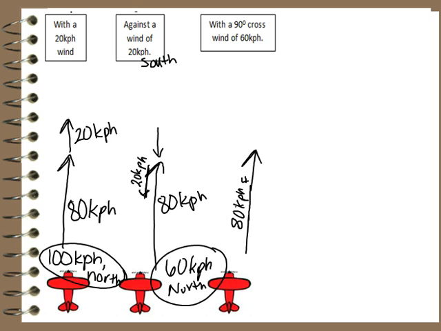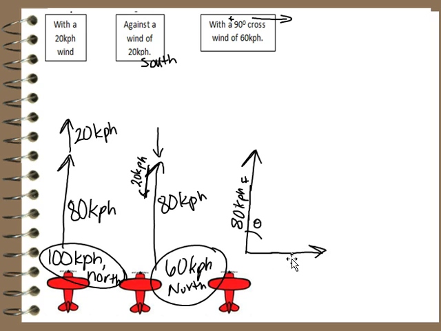Anyway, here's another plane again, 80 kilometers per hour, but it's got a crosswind, and we're going to say it's to the right or it's to the east. I guess it'd be the west. And anyway, so here it is, and we've got 60 kilometers per hour wind right here.